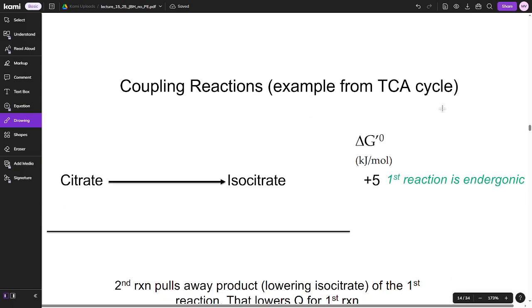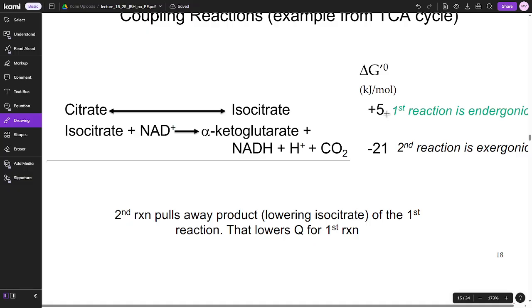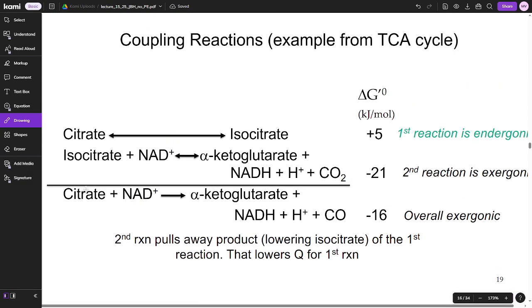An example of this is coupling through the TCA cycle. So citrate to isocitrate is endergonic, right? Not favorable. However, if we couple it to oxidation of isocitrate to alpha ketoglutarate and the rest of this stuff, we can add these together. So +5 minus 21. And notice the product of one reaction goes in as the reactant for the other, and these cancel out. And so you're left with this, right?